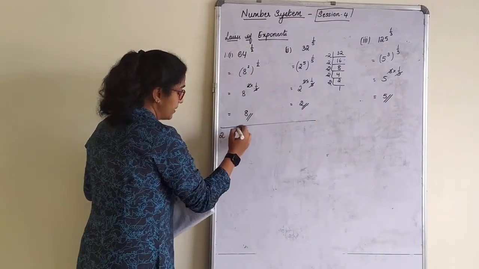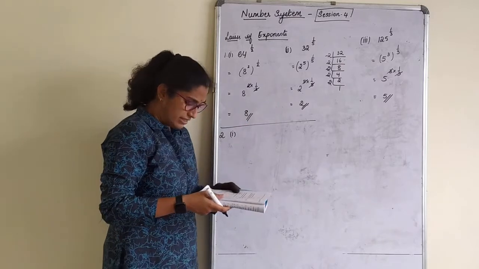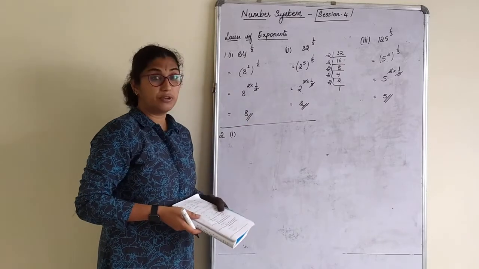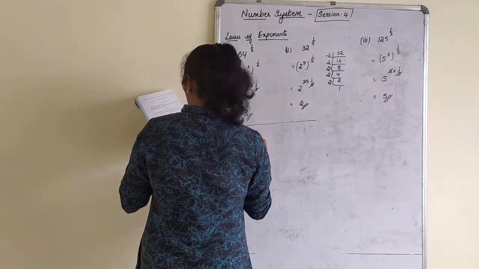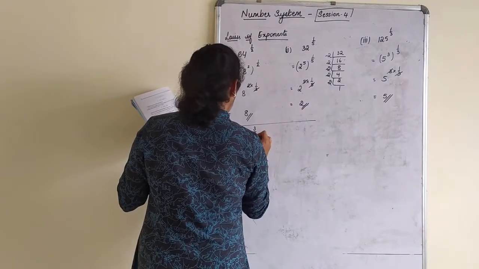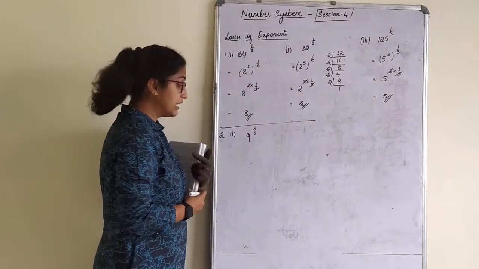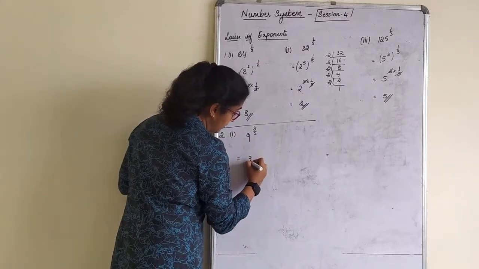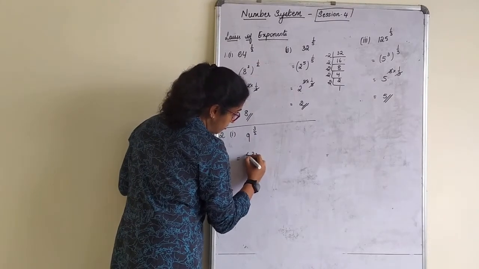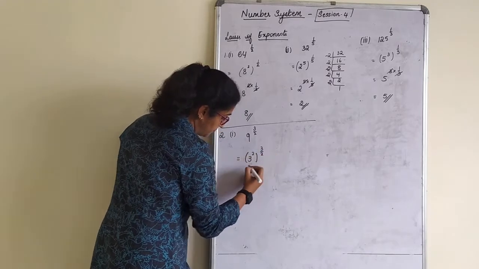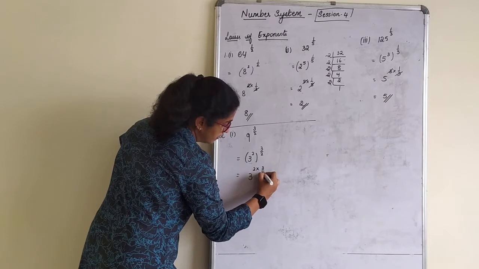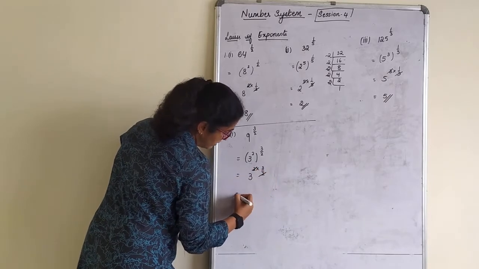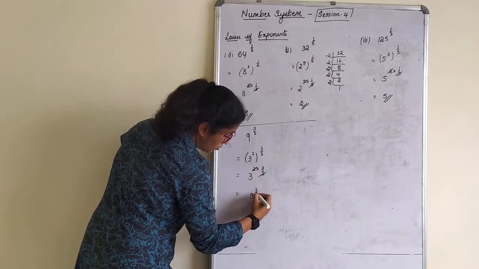Second being first one. Again here I will finish off these sums. You can practice worked examples that are given as homework. 9 raised to 3 by 2. How can we write 9? 9 is written as 3 square whole raised to 3 by 2. 3 raised to 2 into 3 by 2. 2 and 2 cancelled. It is 3 raised to 3.